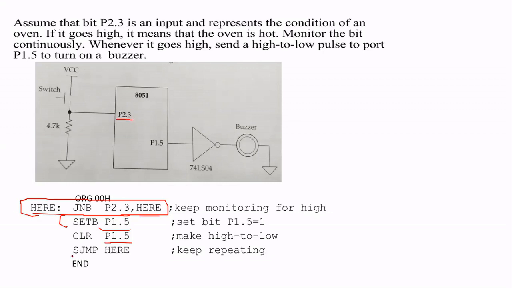And then SJMP here. With SJMP, I'll be repeating this procedure of monitoring the switch and sending a pulse to the buzzer any number of times. So I'll be using SJMP here. This is the program, where we are checking the switch, and based on the switch status, a buzzer which is connected to P1.5 will be ringing. So that is the program here.